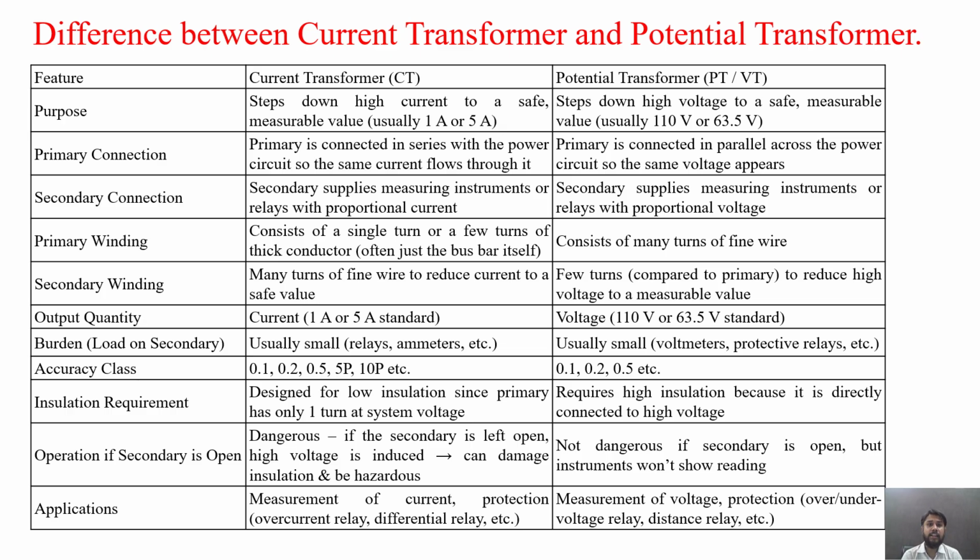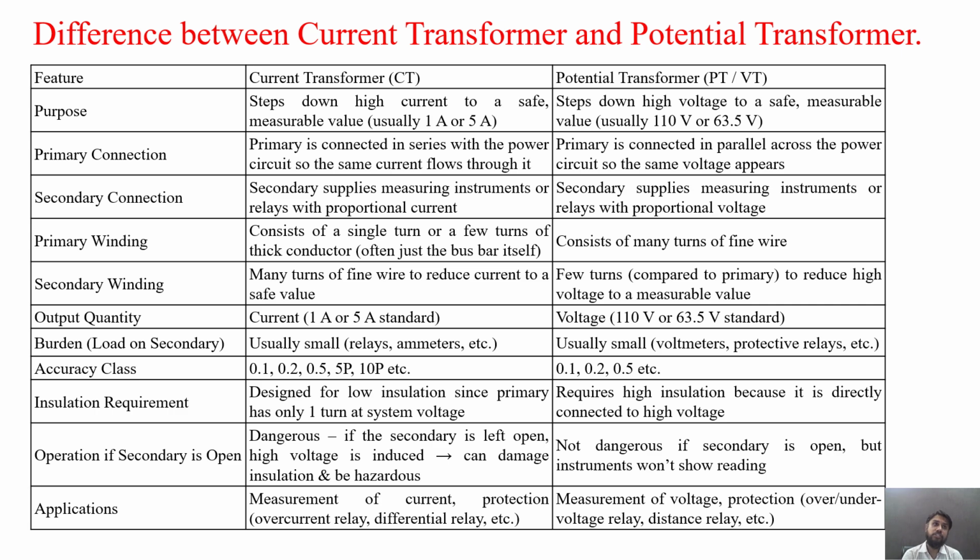The primary is connected in series with the power circuit, so the same current flows through it in case of current transformer, whereas in case of potential transformer, the primary is connected in parallel across the power circuit, so the same voltage appears across the primary winding.